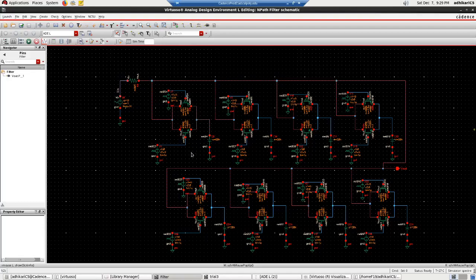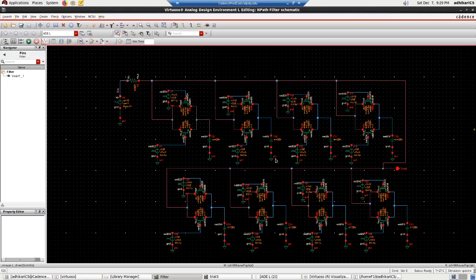The N-path filter is a bandpass filter made of low-pass filters: resistor, capacitor. Although the initial research for this filter started back in the 1940s, they were impractical until recent years due to poor matching capacitors. But with CMOS technology, this filter's implementation is practical for modern receiver design.